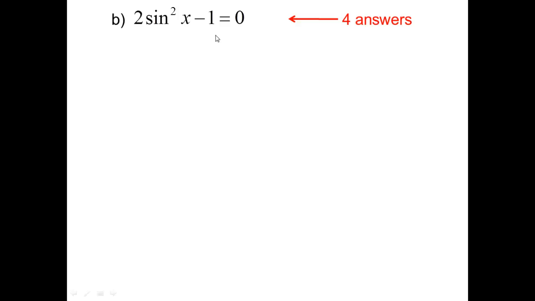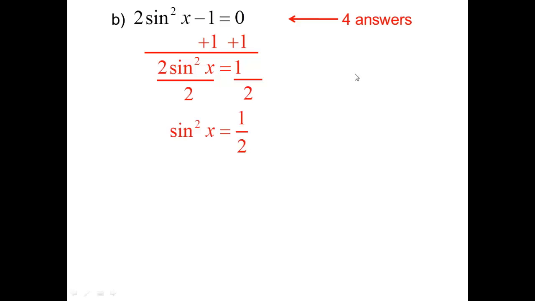So now let's just follow the rules. Add 1, divide by 2. Now I can't jump straight to the unit circle here because I'm not done with getting rid of the square. In order to get rid of the square, I'll take the square root. The square root of sine squared is just sine. The square root of 1/2, just like we had before, is a positive and a negative. The square root of the top is 1. The square root of the bottom, can't do anything with that, so that's just square root of 2.